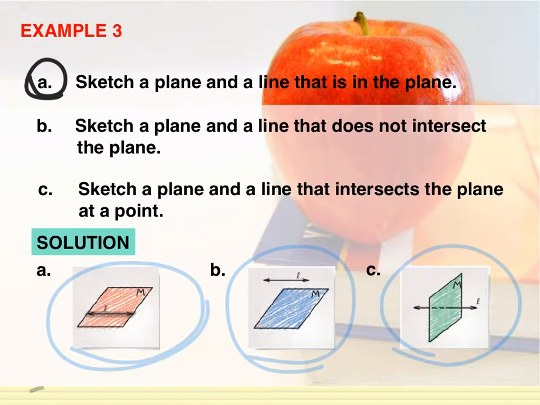The last one says to sketch a plane and a line that intersects the plane at a point. So again, remember the dash part is what's hidden from view, and this one might be a little challenging, but think of my iPad as a plane, and if I were to stick my stylus straight through it, it would be intersecting my plane at exactly one point. It would go right through it. They have it turned sideways and going through. That would be an intersection of a plane and a line at one point.